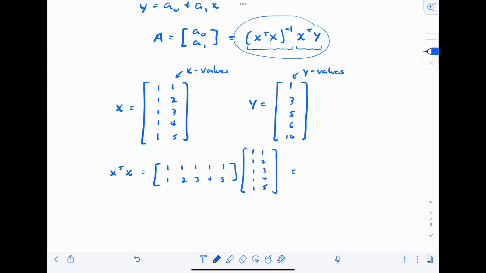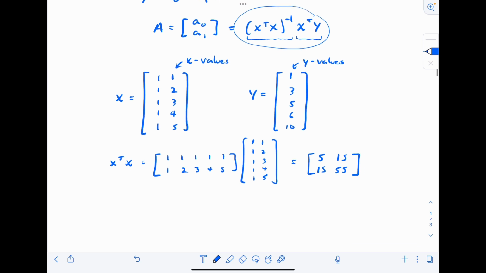All right, so this is going to give us, let's see, well, the first entry is easy. The first entry is just 1 plus 1 plus 1 plus 1 plus 1, or 5. Then we've got 1 plus 2 plus 3 plus 4 plus 5, which is 15. And then the second row, first column, is just 1, 2, 3, 4, 5 times 1, so that's also 15. And then this last one is going to take a little more thought. We've got 1 plus 4 plus 9 plus 16 plus 25, which is, I believe, 55. All right, so that's the first part.